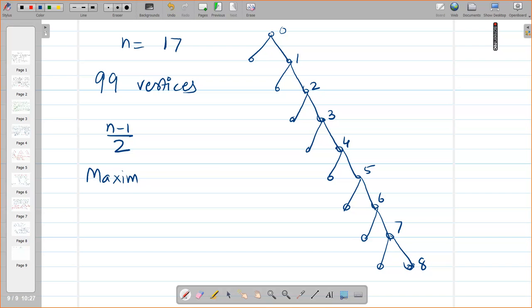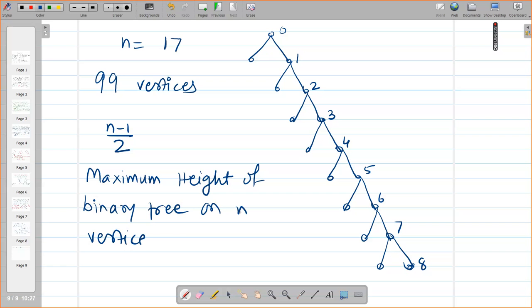Maximum height of binary tree on n vertices is equal to (n minus 1) by 2. Have you understood it? Tree with maximum height. Okay.